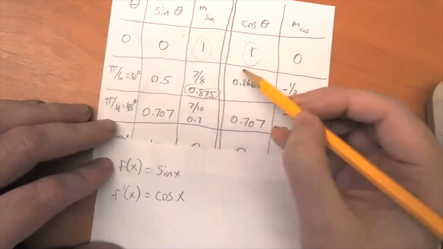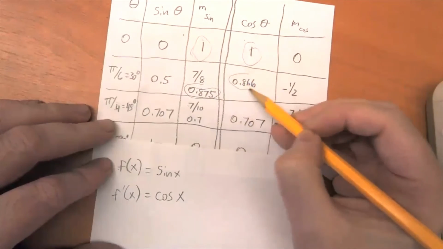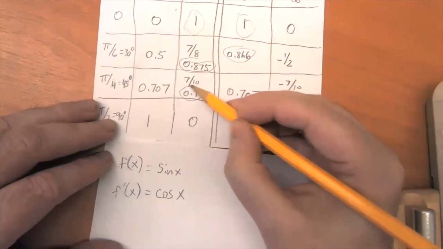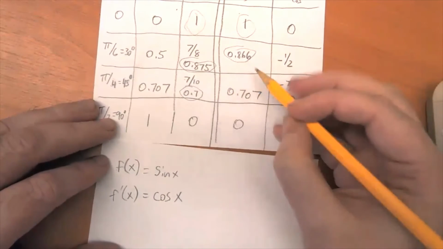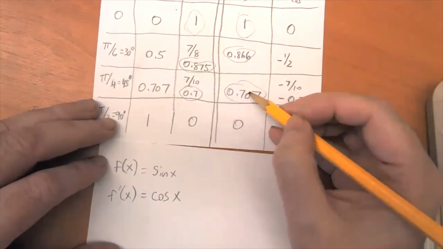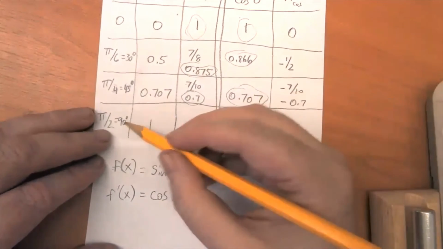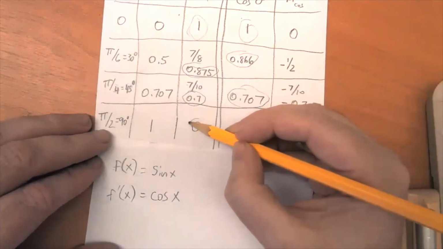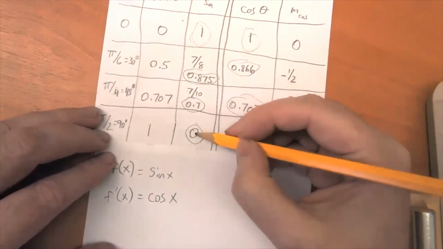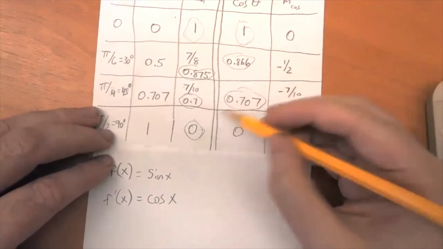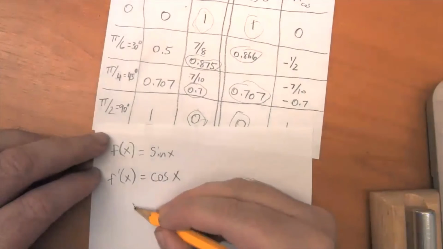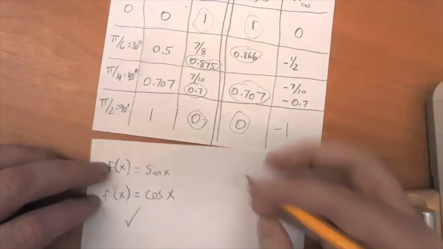And these are just estimates, but 0.875 and 0.866, and at pi over 4, we estimated the slope at 0.7, and the value of cosine theta is 0.707. And then at 90 degrees, the slope was 0 and the cosine of theta is equal to 0. So that looks like it checks off.